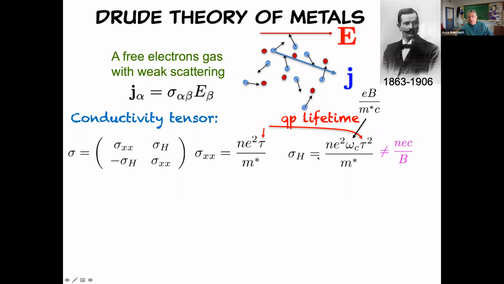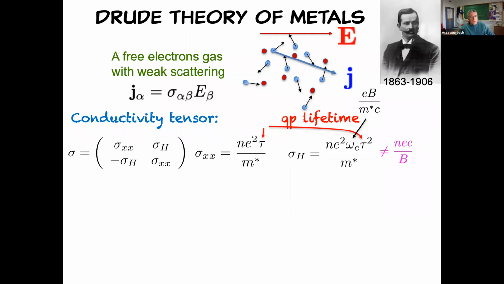And the Hall effect is given by an even more complicated formula that depends on the scattering lifetime squared. And it is definitely different from the Galilean invariant result we showed in the last transparency, especially because it depends on the scattering lifetime, and it doesn't go like 1 over B, but it goes linearly with B, as you can see in this formula. So you can see that life becomes complicated.